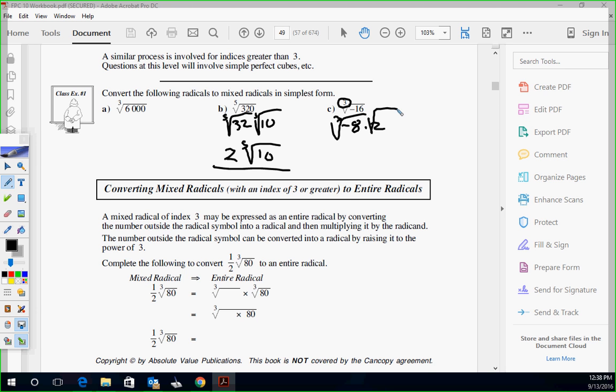Cube root, I always do a negative 8. I take the negative out if I can in a cube root. So the cube root of negative 8 would be negative 2, cube root 2. So negative 2 cube root 2. Okay, any questions? These are just higher indexes, is all.